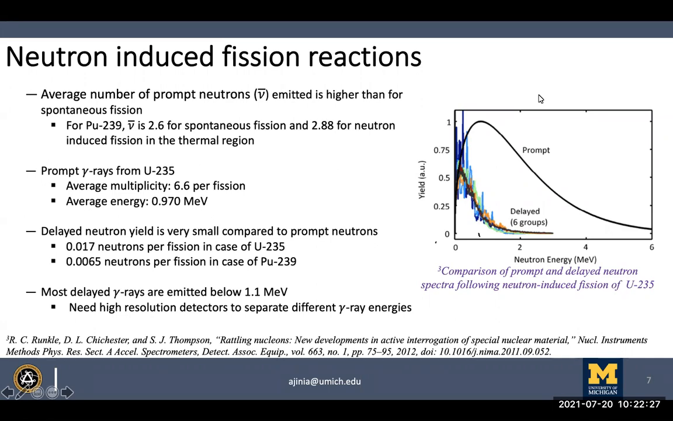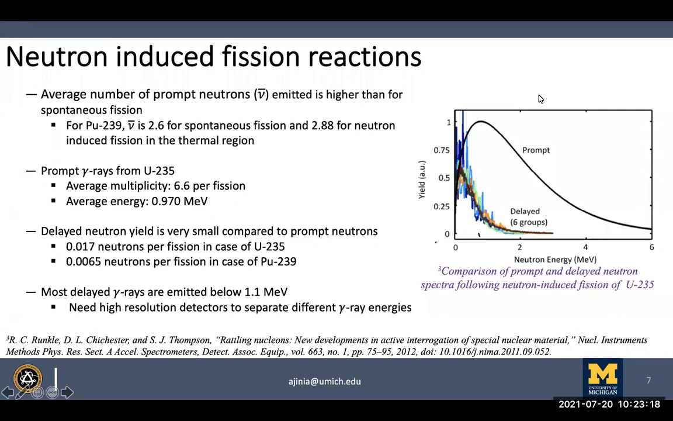So for example, for plutonium-239, the spontaneous fission nu bar is about 2.6. But when we induce fission using thermal neutrons, nu bar is 2.88. And it further increases if we use neutrons with higher energy. So it goes to about 3.16 when fission is induced using 2 MeV neutrons. And prompt gamma rays, again, for the uranium-235 isotope, we get about 6.6 prompt gamma rays per fission. And these gamma rays are emitted with an average energy of slightly less than 1 MeV.